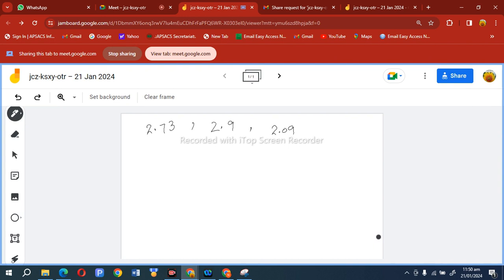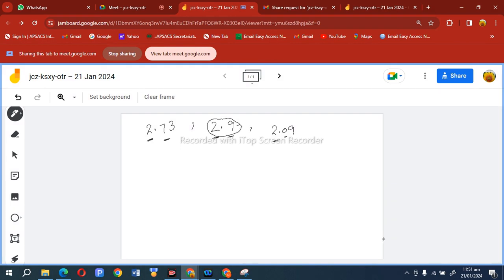You can see that this is 2, and this is also 2, and this is also 2. So if the numbers are the same, jump to the next number. This is 7, this is 9, and this is 0. Now these are different, so when they are different, just compare them. 7 is smaller than 9, and this is 0. So among these three, the 9 is the largest one. So it means that 2.9 is the greatest decimal number.